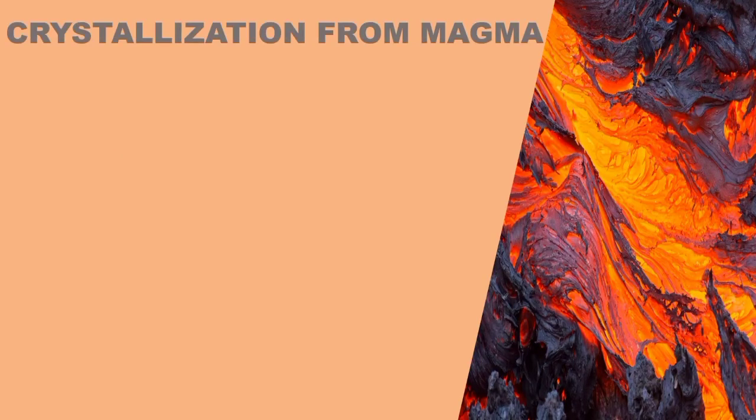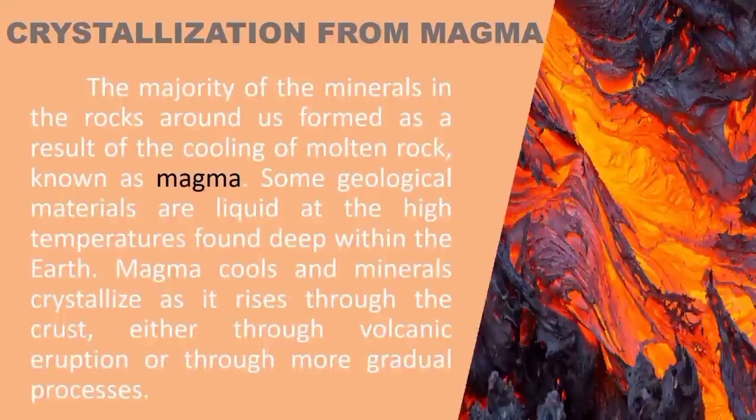Minerals can be formed in several ways. First, crystallization from magma. The majority of the minerals in the rock around us form as a result of the cooling of molten rock, known as magma. Some geological materials are liquid at the high temperatures found deep within the earth. Magma cools and minerals crystallize as it rises through the crust, either through volcanic eruption or through more gradual processes.